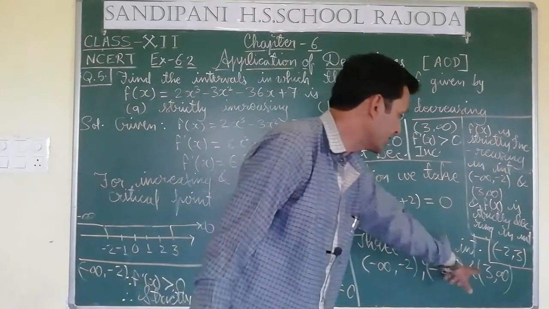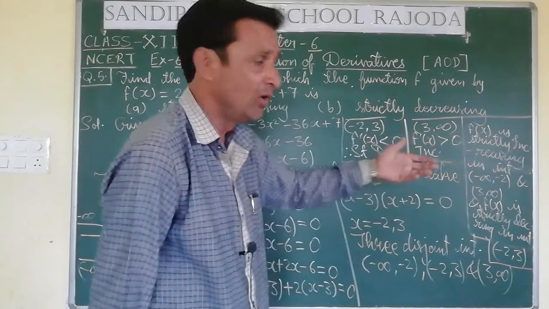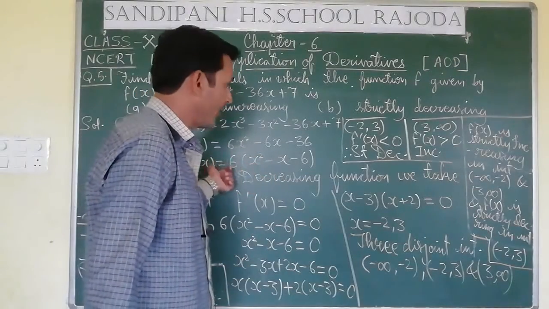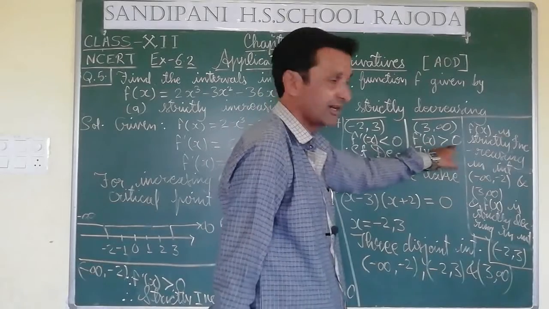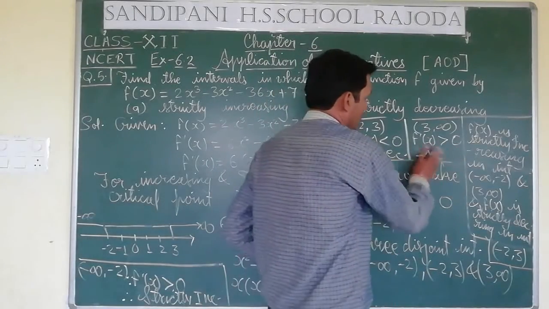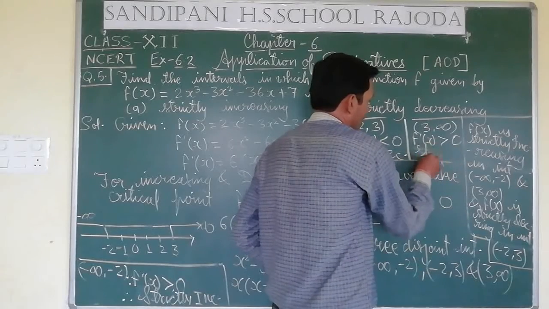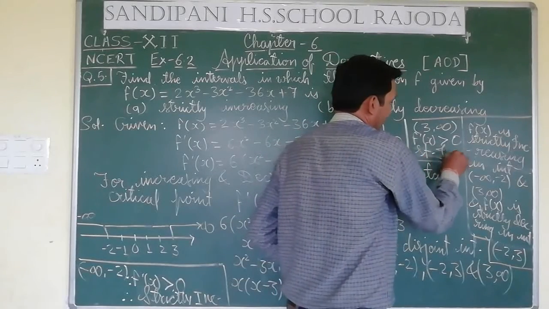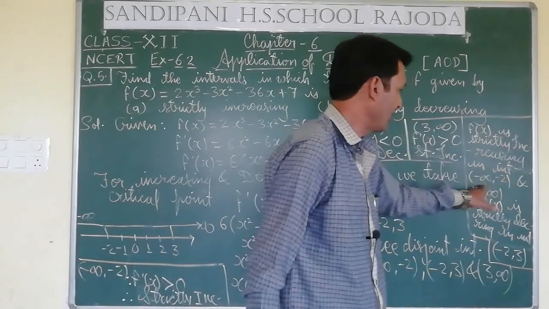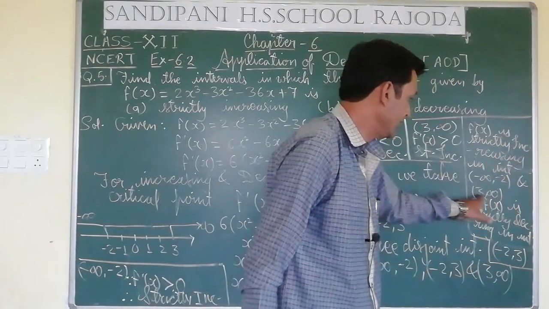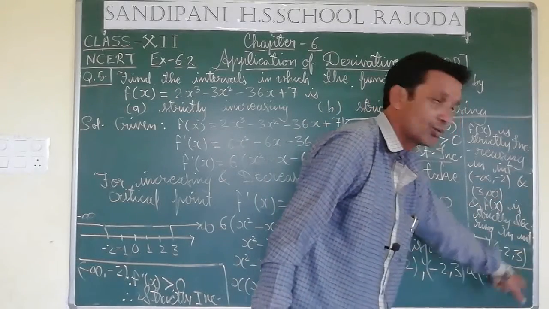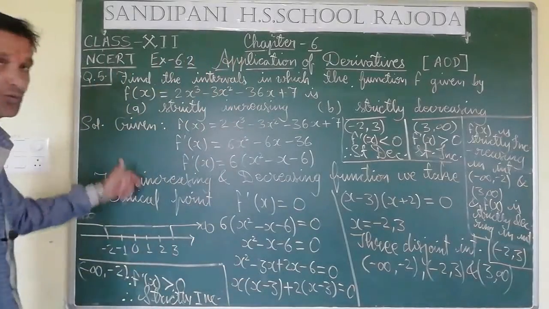And then between 3 to infinity I have taken another value and put it here. Again this will become positive, which means f dash x is greater than 0. If f dash x is greater than 0, it means strictly increasing. So these are the conclusions which I have written here: f of x is strictly increasing in the interval minus infinity to minus 2 and 3 to infinity, and f of x is strictly decreasing in the interval minus 2 to 3. So this is the conclusion for question number 5.